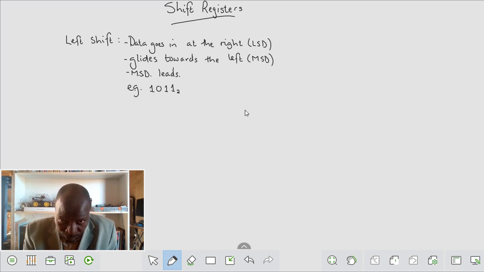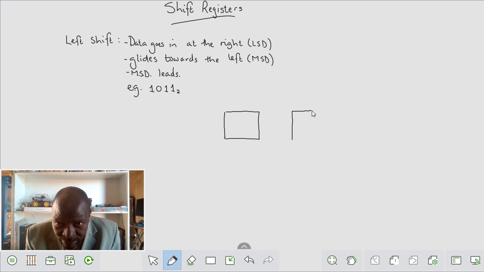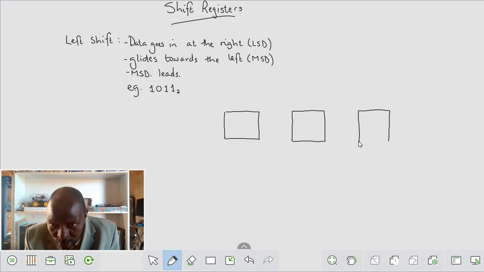All right. Let's draw a 4-bit left shift register. These are simplified versions now, just to explain. The diagrams are going to get a little bit more fancy as we progress.